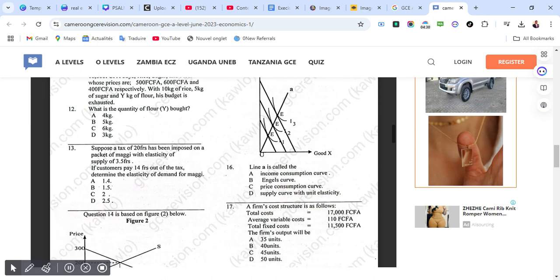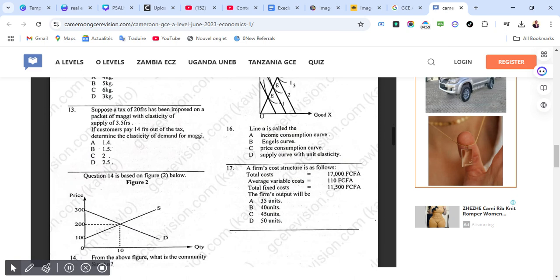Question 13. Suppose a tax of 20 francs has been imposed on a packet of Maggi with elasticity of supply of 3.5. If customers pay 14 francs out of the tax, determine the elasticity of demand for Maggi. The correct answer for 13 is B, which is 1.5.